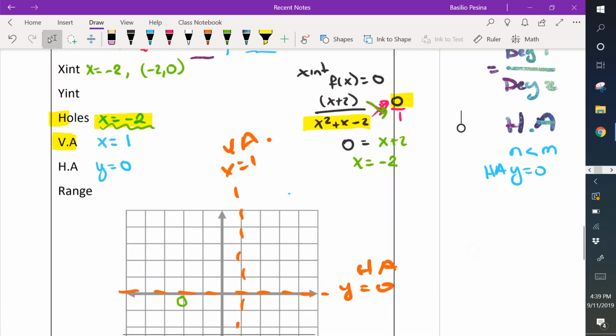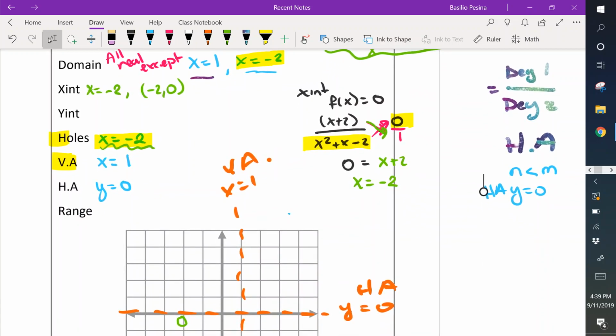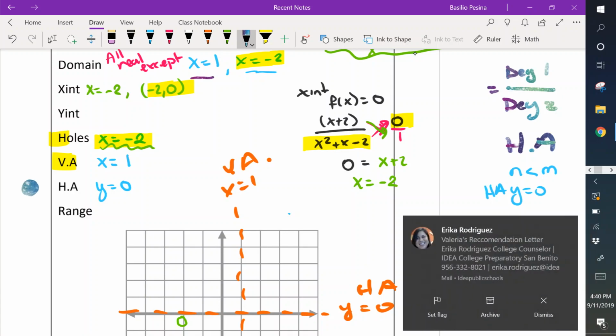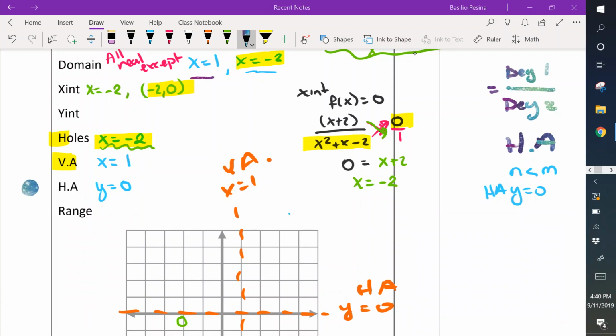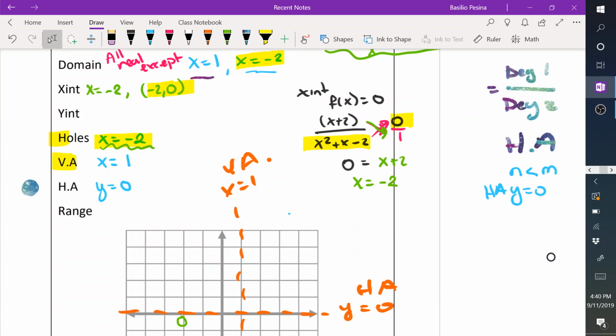Negative 2 and 0. Well, that looks odd to me because it's saying the x-intercept, this point right here, goes ahead and touches my x-axis. But let's look at our horizontal asymptote. Notice that at this value right here, we have an asymptote. So we can't really actually touch the x-axis because of the horizontal asymptote. So that was an interesting value here.